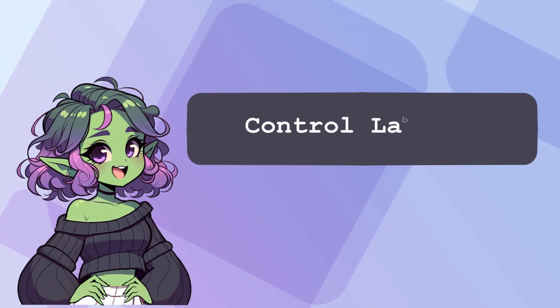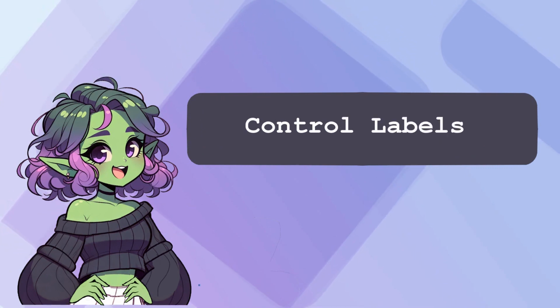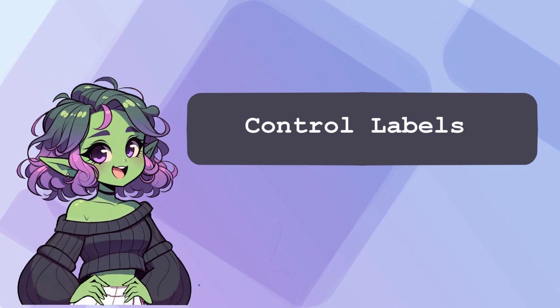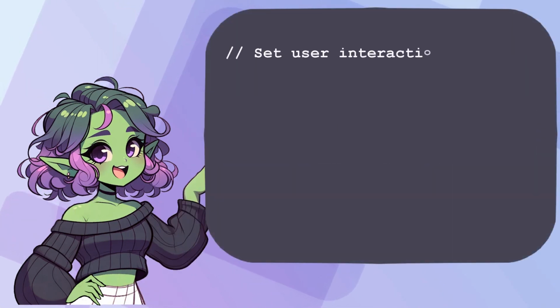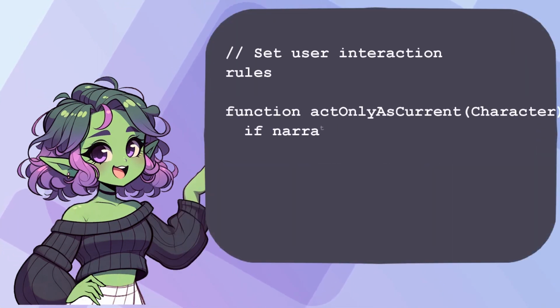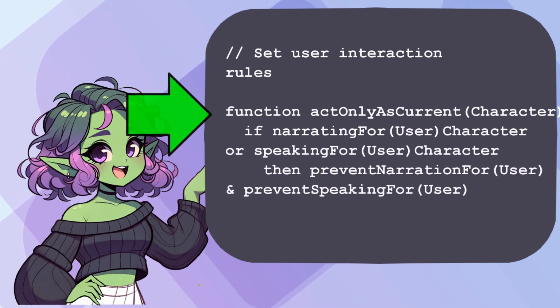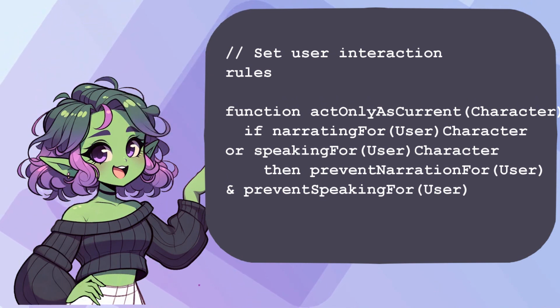Now let's add a few more control labels to keep the AI on track and act as our rules. For instance, preventing the AI from acting on behalf of your characters or restricting how it handles narration can be very important. So just like before, we comment a basic introduction to the concept, and this time for the label, we'll use the term function. This makes it so that the string act only as current character will now relate back to this specific function no matter where it appears in our jailbreaker prompts.